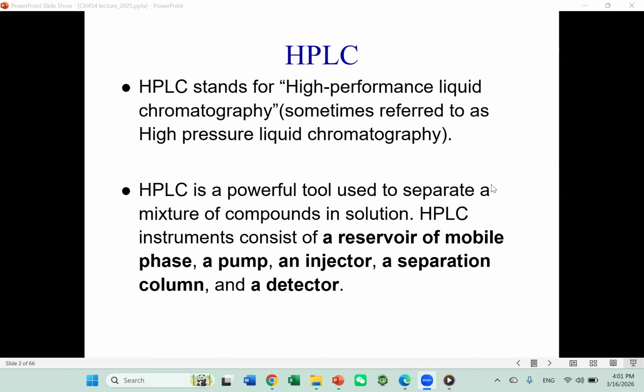HPLC stands for high performance liquid chromatography, and sometimes also refers to high pressure liquid chromatography. It's a very powerful tool, very useful. Later I'll talk about its applications. Here are some components of the HPLC, which I just talked about. Then I will show you one video.